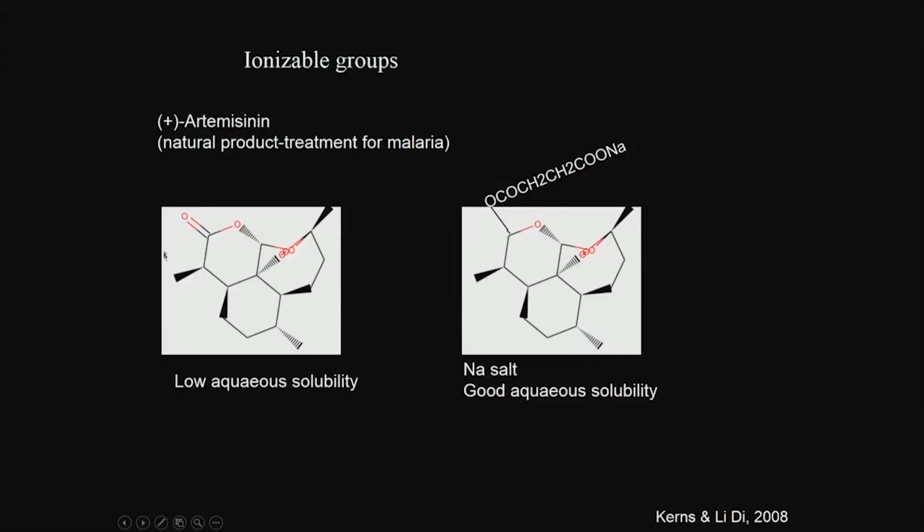Ionizable group. This is called artemisinin. This is a natural product, a treatment for malaria. It has a very poor aqueous solubility. You can see a lot of hydrophobic groups, CH3, CH2, CH2, CH2. Of course, it has some oxygen, but predominantly a lot of hydrophobic groups. So what they do is add a sodium salt here, so the solubility improves. It has good aqueous solubility because of the sodium salt. This happens in Taxol. Taxol is an anti-cancer drug, and it has extremely poor solubility and bioavailability. When you make a salt form, the solubility increases almost double.